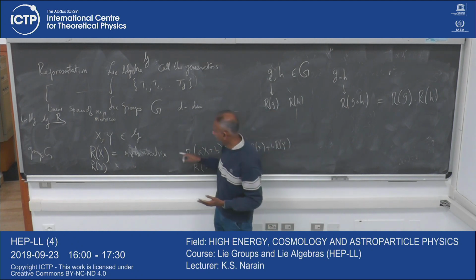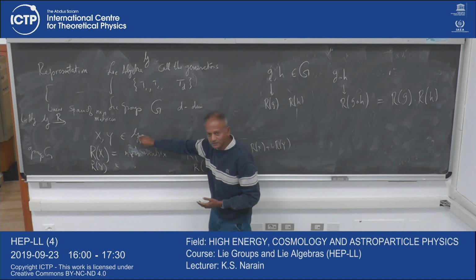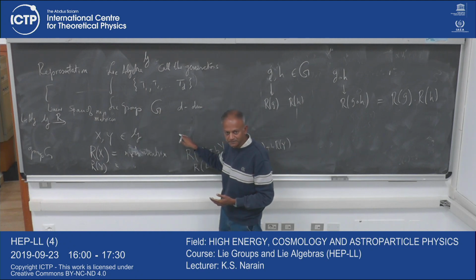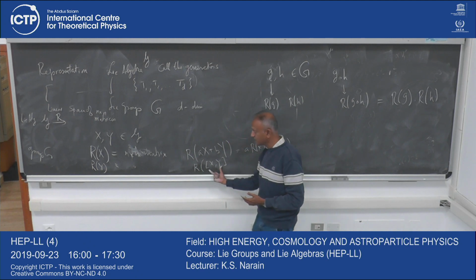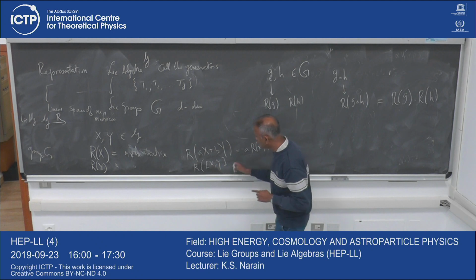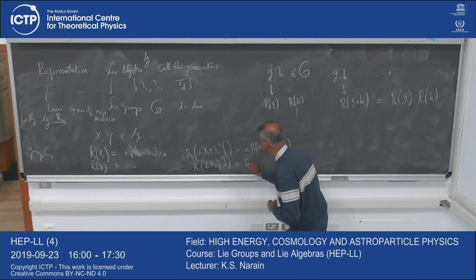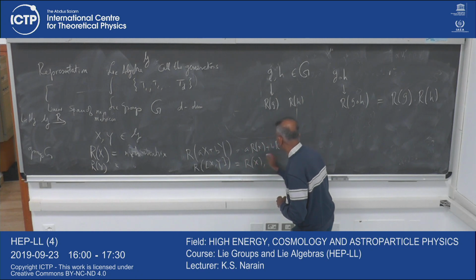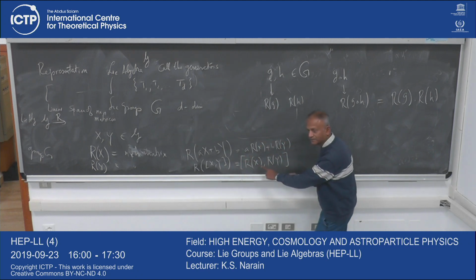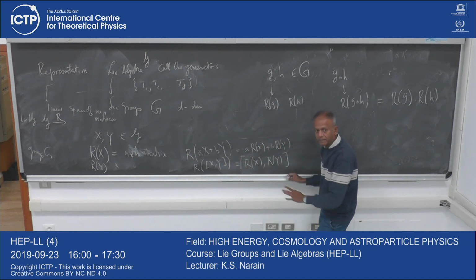Because when I say this map, every element of the Lie algebra is mapped to an n by n matrix. So in particular, this is also an element of the Lie algebra, so it should also be mapped to some element. But the important point is that this map should be such that it is the same as R of x commutated with R of y, where this is just the matrix commutator. These are all n by n matrices. You take the matrix commutator.